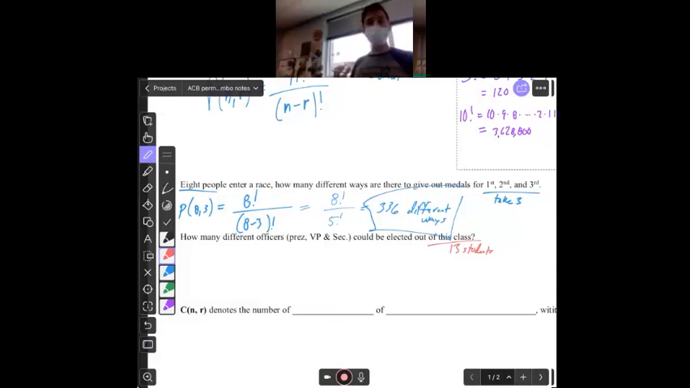Okay, so the arrangement matters. They have different jobs, so the arrangement matters. That's a permutation. So we have 13 people, and we're choosing 3 at a time. There's 3 jobs. How many different ways could we assign those jobs? So 13 factorial over 13 minus 3 factorial.